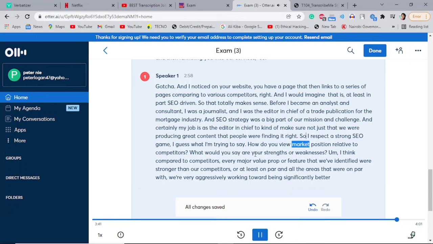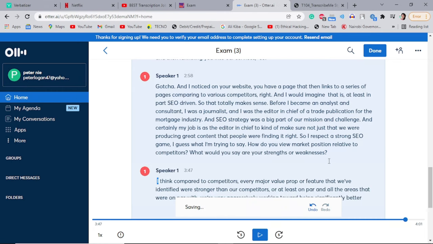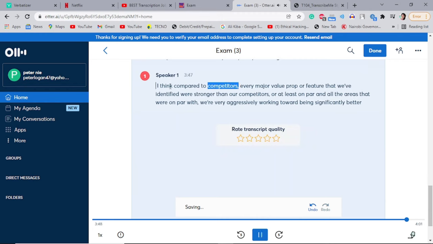How do you view market position relative to competitors? What would you say are your strengths and weaknesses? I think compared to competitors, every major value prop or feature that we've identified, we're stronger than our competitors, or at least on par. And all the areas that we're on par with, we're very aggressively working toward being significantly better.